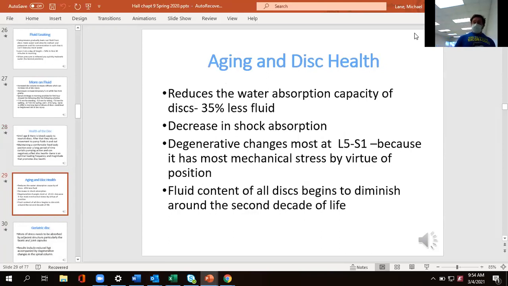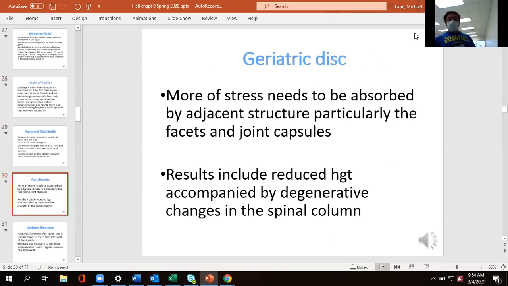Now, as we get older, we're not going to be able to reabsorb as much water. So we're not going to be able to deal with as much shock, potentially going to have the greatest amount of degeneration at the L5-S1 simply because it's the base of the spine. It deals with the greatest forces. And like anything else, the fluid content is going to diminish. If you guys haven't noticed, old folks tend to be shorter. And as we go through this, now we're going to have to make those facets take on more of the force because they're now compressed even further.